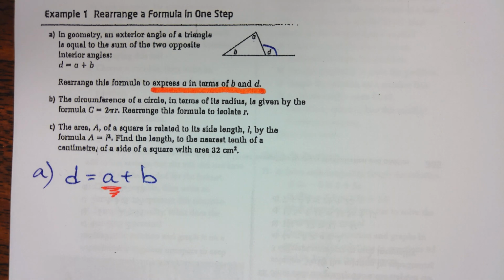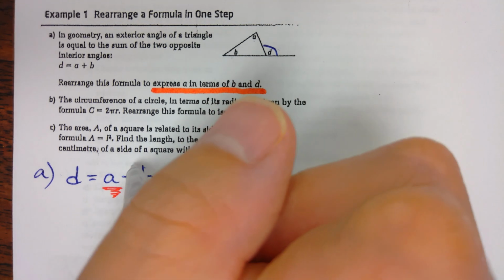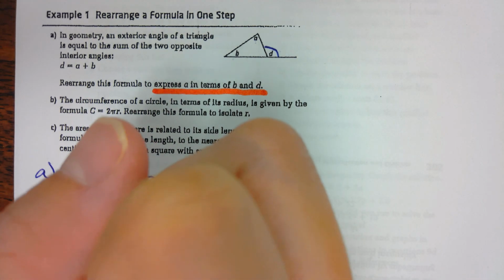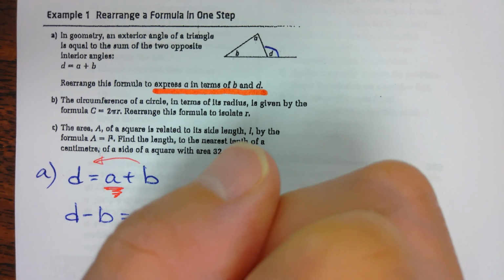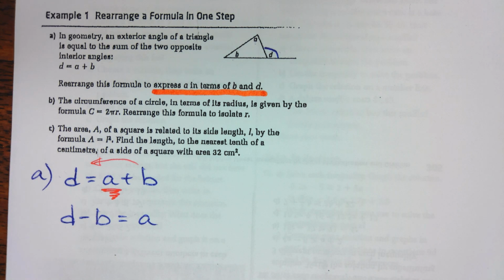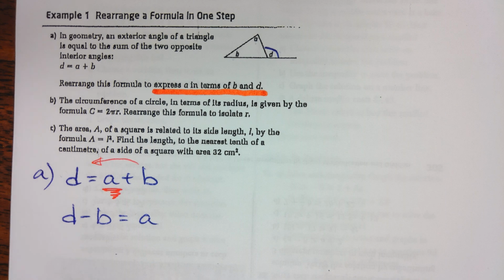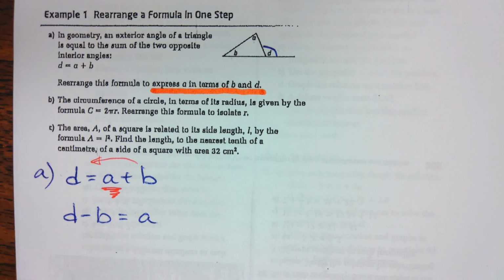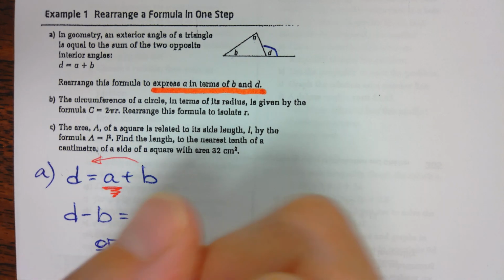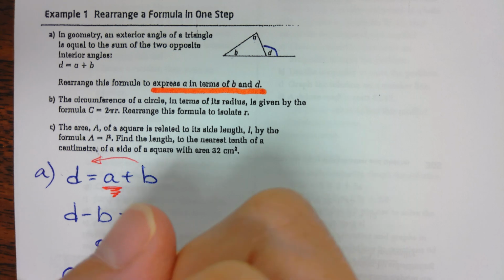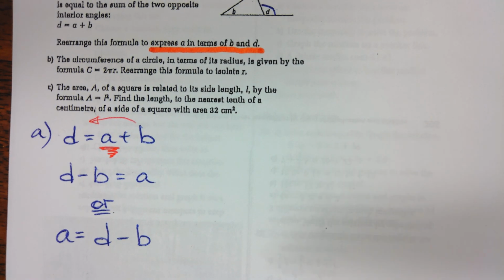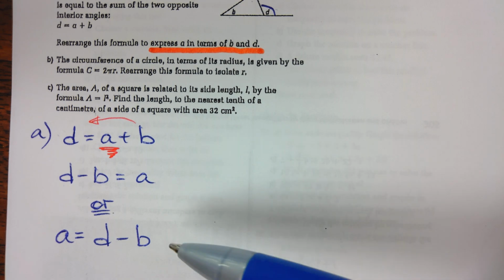What do I move away from that A? Jimmy? The B. Yeah, that's it. Just move that B. So then my new equation is D minus B equals A. And that's it. Again, there's no difference between writing it like this or like this. These two mean the exact same thing. I just have A on the right side here and I have A on the left side here.